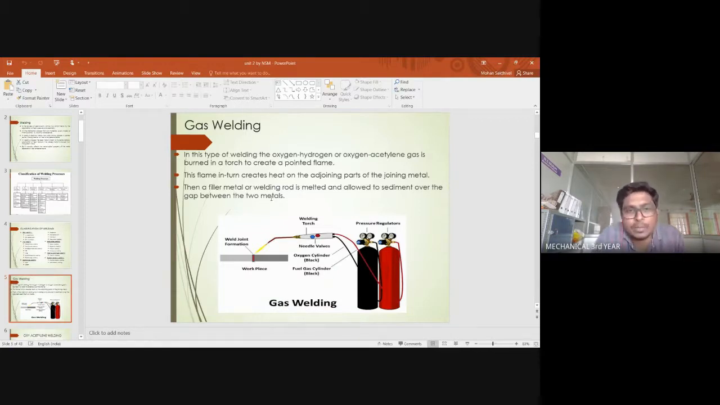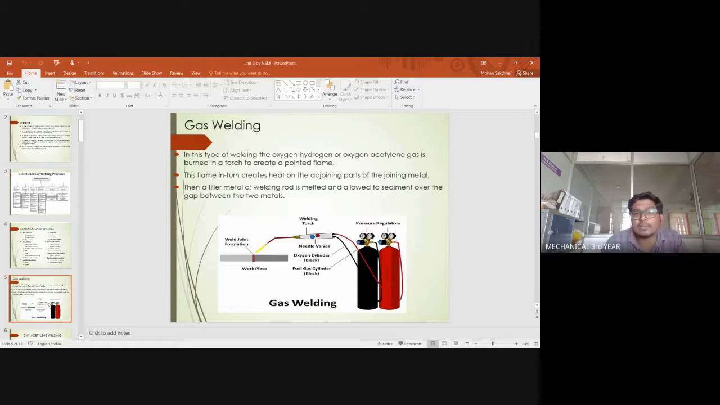Next point is this flame in turn creates heat in the adjoining parts of the joint metal. You can see here a red color indication. This is where the coalescence is getting created. How is the coalescence getting created? We are targeting this flame over the adjacent area, so that particular area alone gets heated up. Here they have not mentioned the filler metal. I'll explain what filler metal is all about in the next slide.